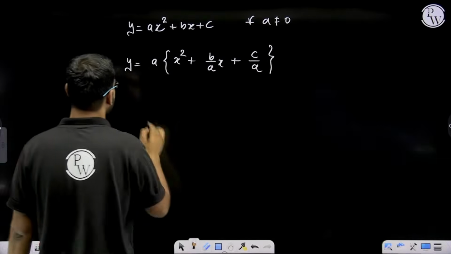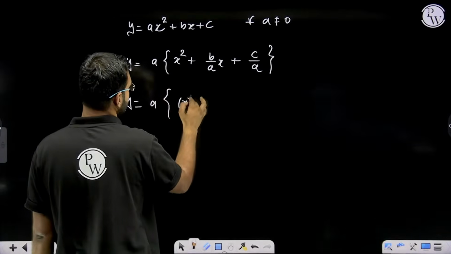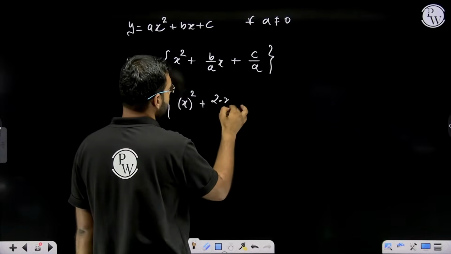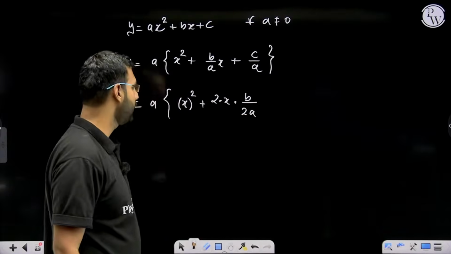Comfortable with this result? If I take this aside, x square is there, which I'm keeping as it is. This here, if I multiply it by 2, then I am writing 2 into x into b by 2a. So 2 and 2 are cancelled. I hope you're comfortable with that.